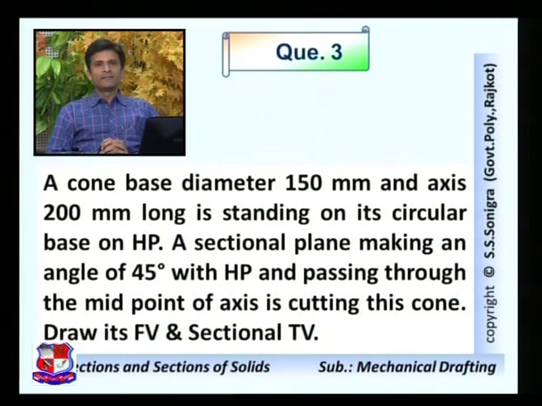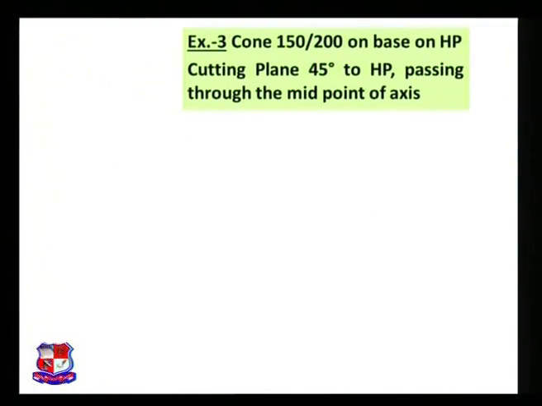Here cone is given and it is cut by a cutting plane which passes through midpoint of the axis, but before that it is given that a section plane makes an angle of 45 degree with horizontal plane. So again here angle with horizontal plane is given for a cutting plane, hence its front view would be cut. We will have to cut its front view and accordingly its sectional top view would be there. So this is the short data.